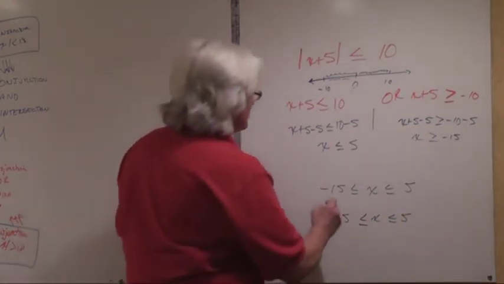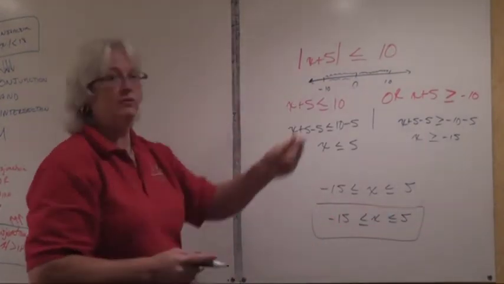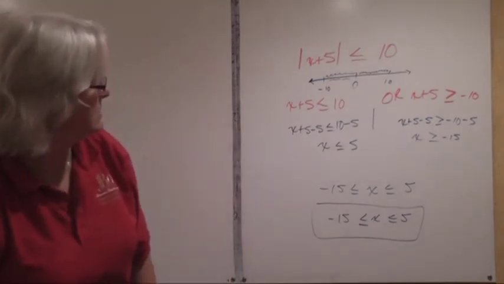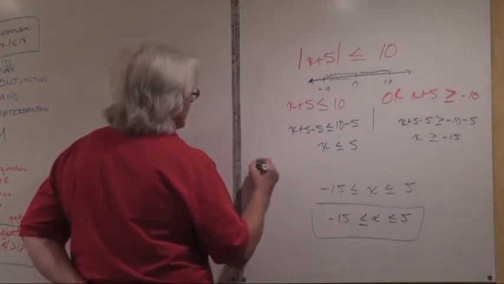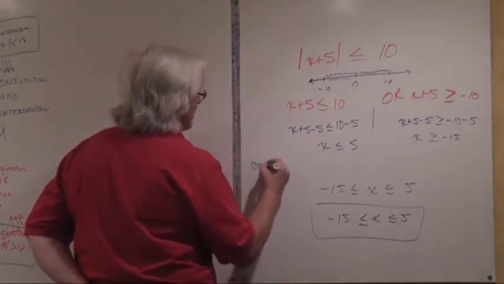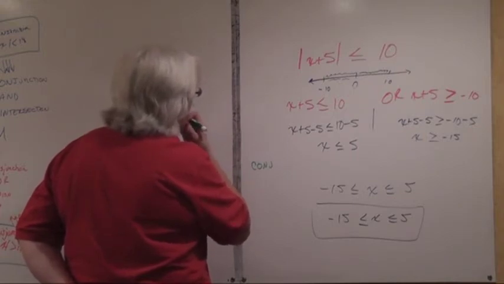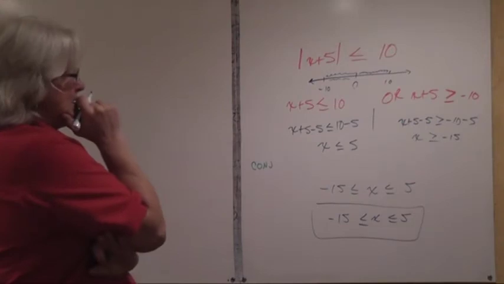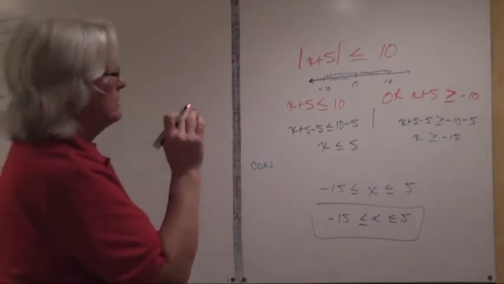This is the solution. Remember we said that if you have less than, or less than or equal to, what were these? These are conjunctions. They're and statements. Okay, these are and statements.